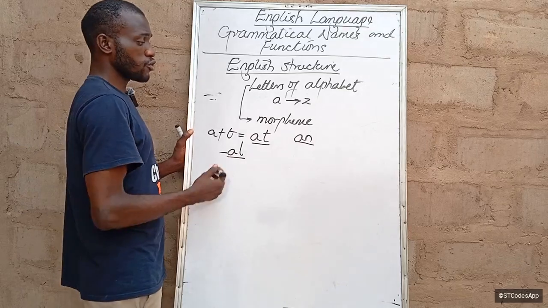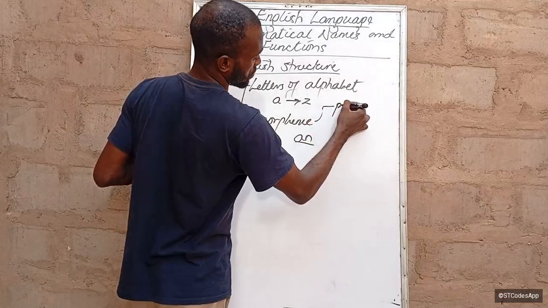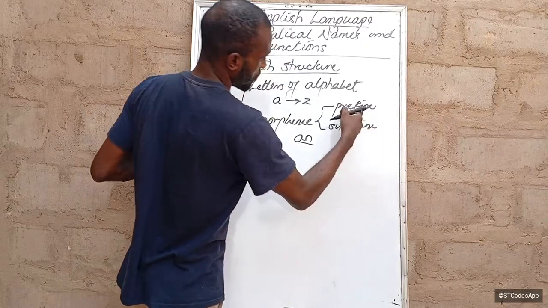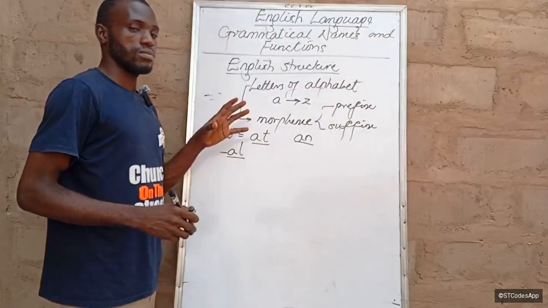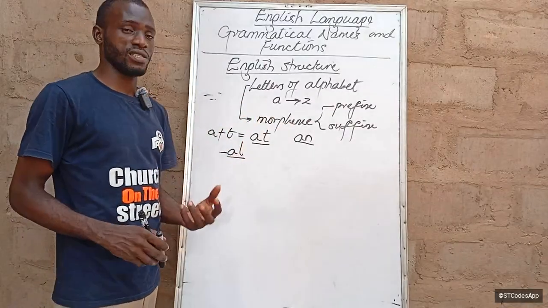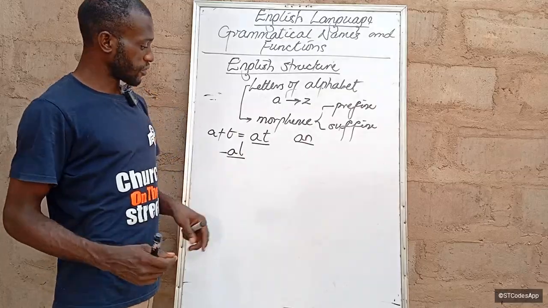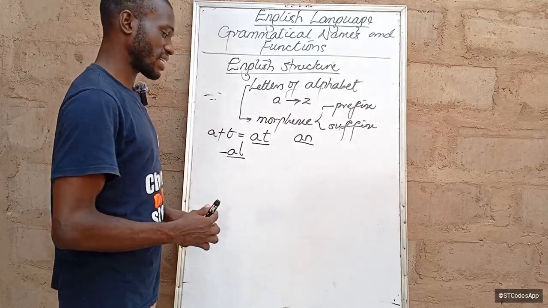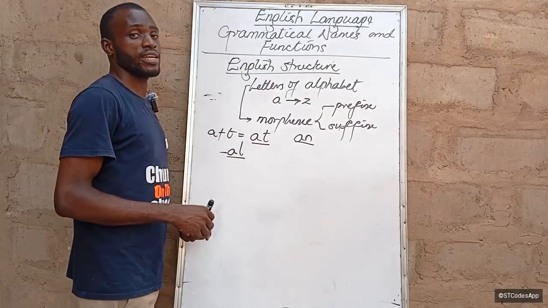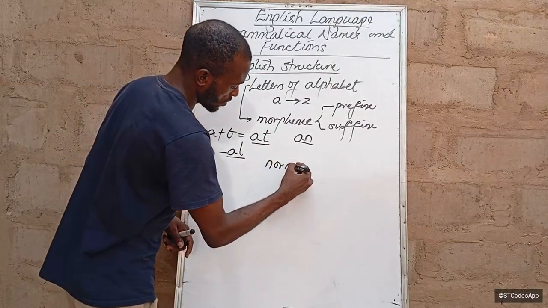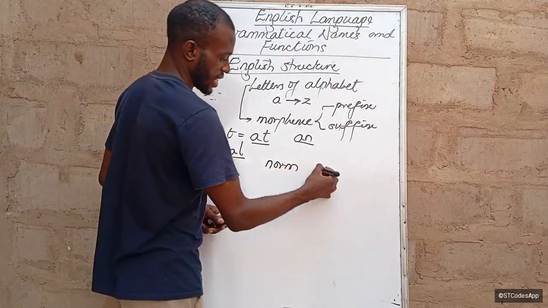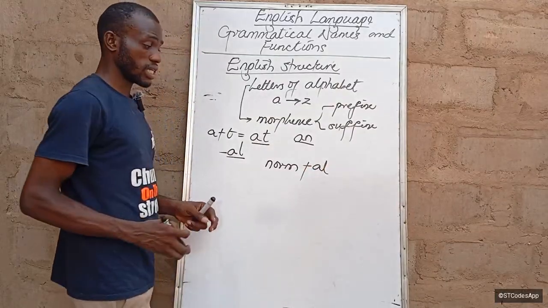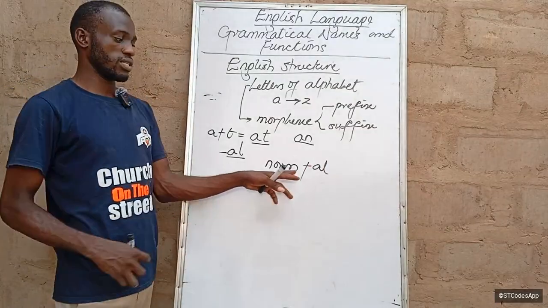Usually, morphemes work as prefixes or suffixes. A prefix is just a morpheme that begins a word, and a suffix is a morpheme that you attach to the end of a word. So for example, this AL is primarily a suffix. If this is my word, norm, and I add AL, it becomes normal. You see, normal is still one word, but it is a combination of a word and a morpheme.